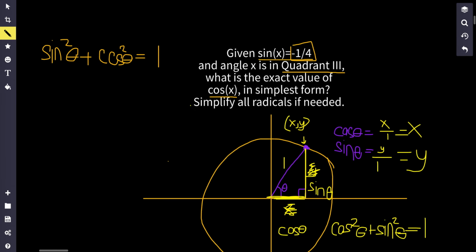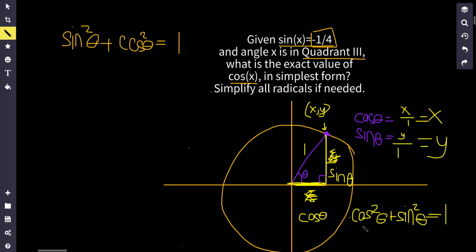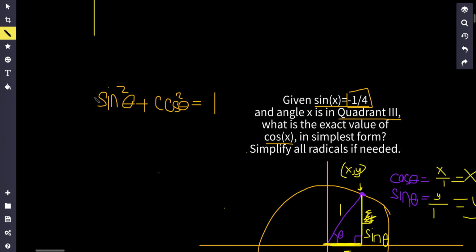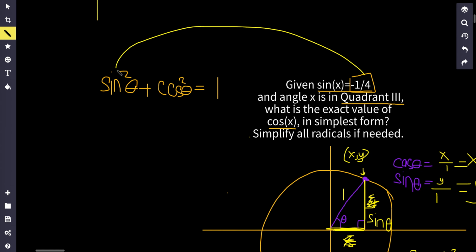All right, anyways, given that sine of x is equal to -1/4, angle x is in quadrant 3, what is the value of cosine of x? Well, knowing this formula that we proved, I just kind of swapped the order, but now that we know this formula is true, let's just substitute this in.